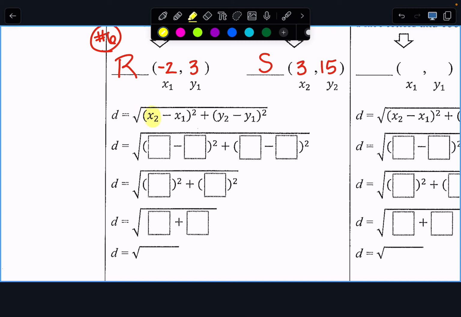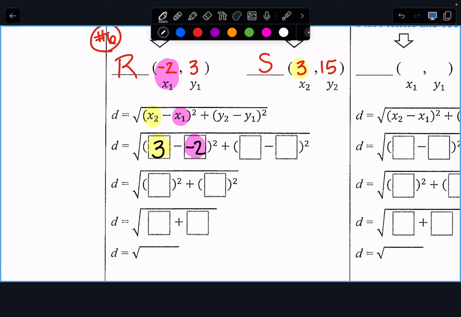This is x2. Which one is x2? Okay. So right here, I'm going to write the number 3. Now, I need x1. Where's x1? Okay, here's x1. I'm putting it here, -2.